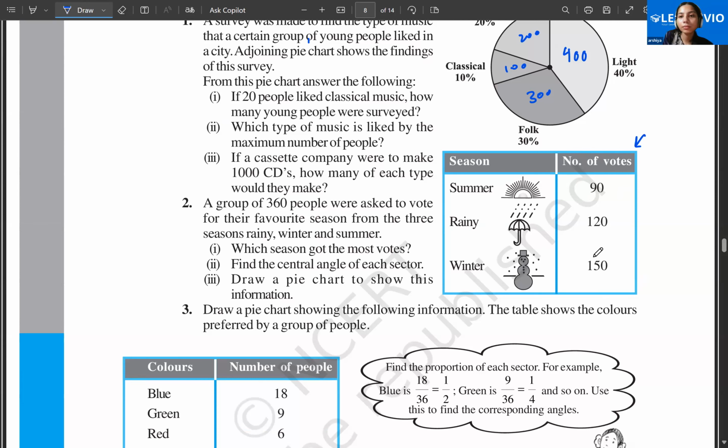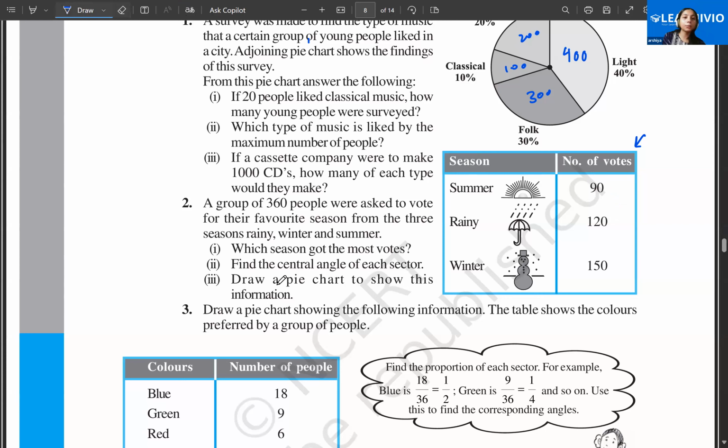You can just say that it's a tally table, marks, because it's not a pictograph. In a pictograph, you'll have to depict. So it's not a pictograph. You can just say it's a normal graph. Okay.